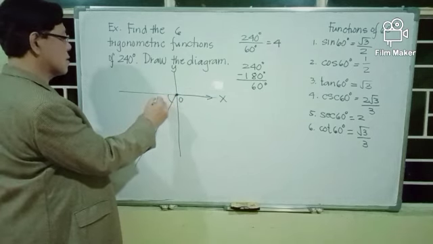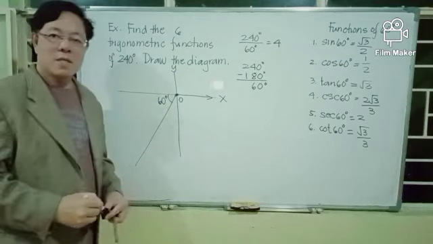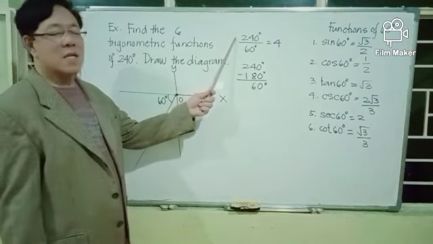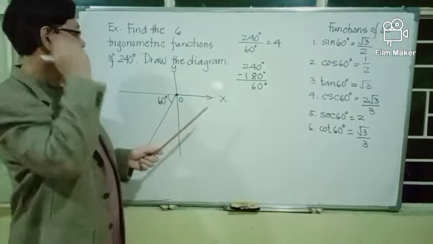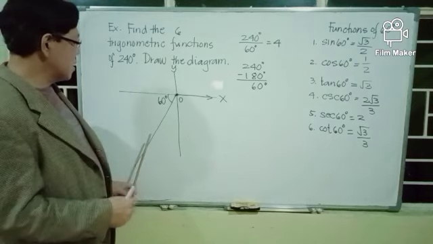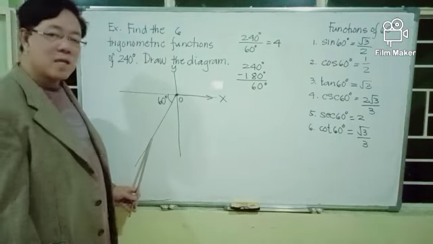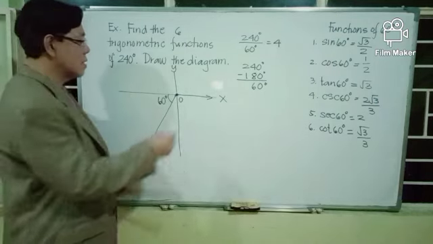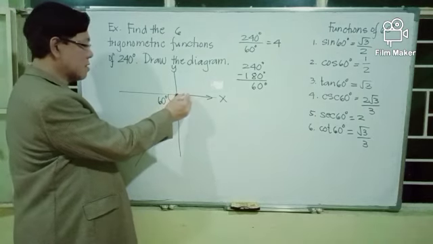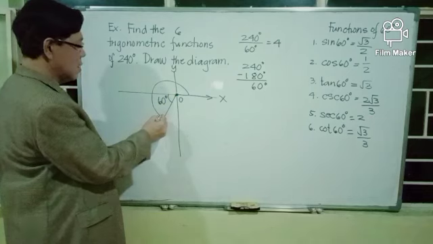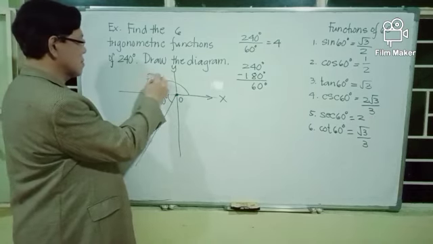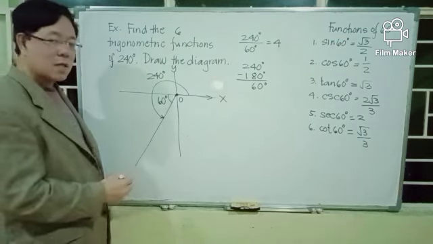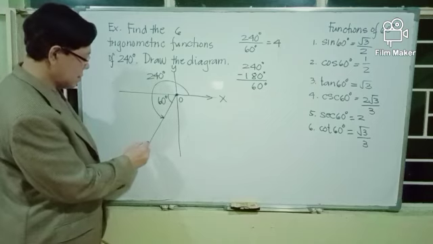This is the 60-degree angle. This is the 60-degree angle contained in 240 degrees. Now, this is the terminal side of the given angle 240 degrees, measured from the positive x-axis in the counterclockwise direction. From the terminal side of 240 degrees, you take an arbitrary point.